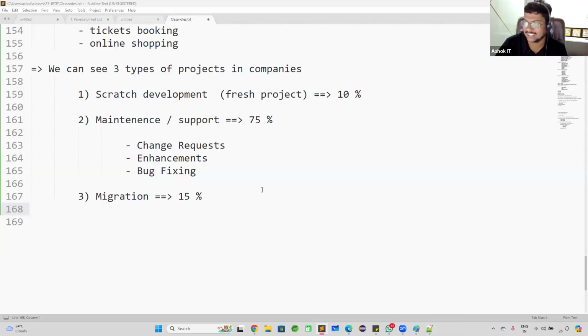Now, do you understand, guys, why I have given this count as 75%? Most of the people are working on the support project only. Okay, so does anyone want to share your experience, guys? What kind of work are you doing in the company now? Does anyone want to unmute your mic and speak out?